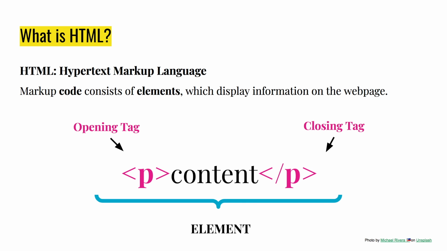So here's a piece of code, and it's the element. An element will have an opening tag, and it's going to have a closing tag. In between the tags, you're going to have your content. It's the content that will be displayed on the website.